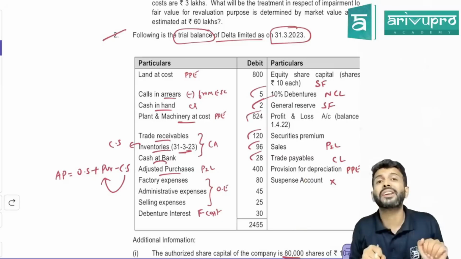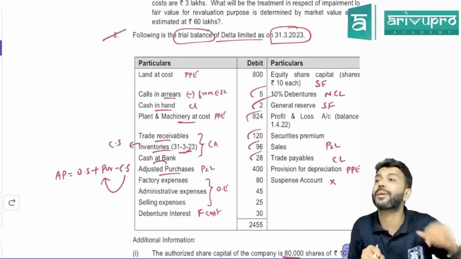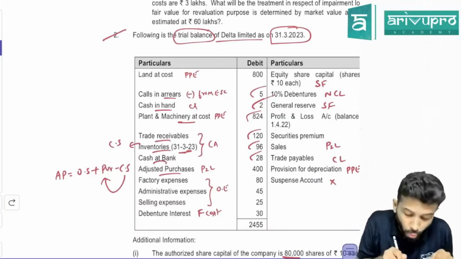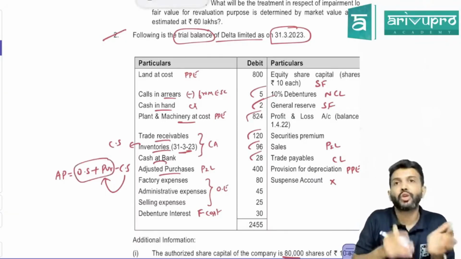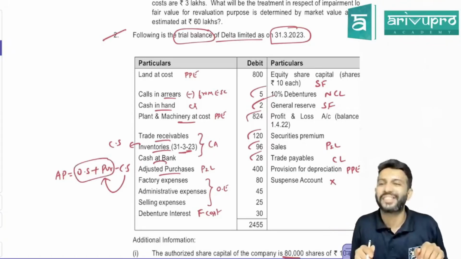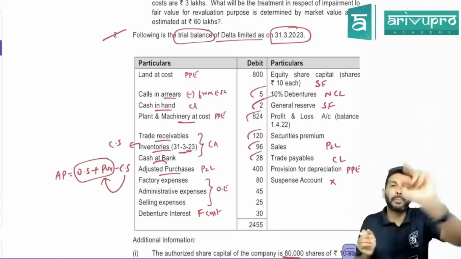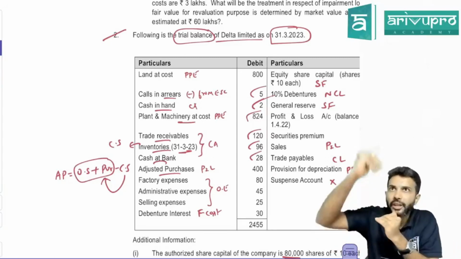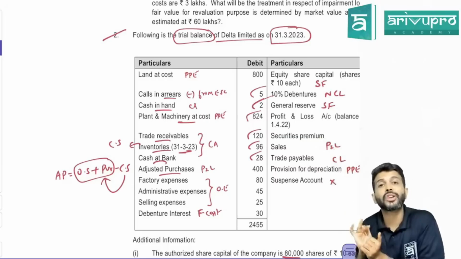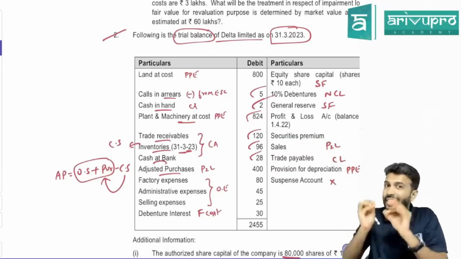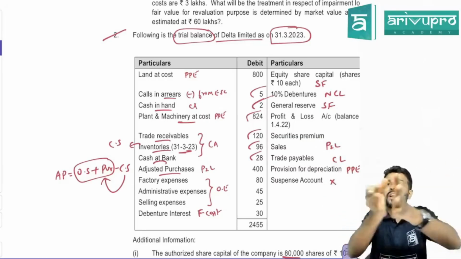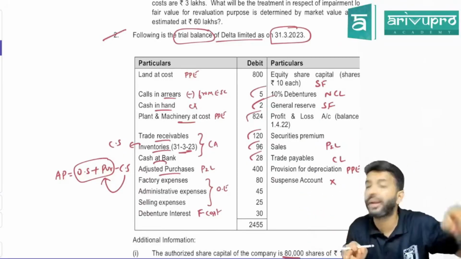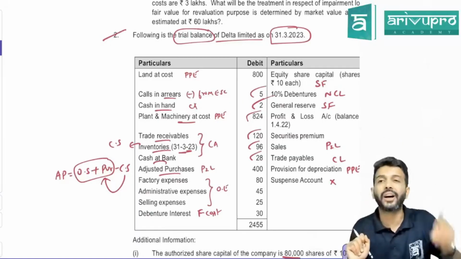Whenever they give adjusted purchase, opening stock will not come inside the trial balance. Why? Because how do you get adjusted purchase? Opening stock plus purchases. So opening stock is already added to the purchase. Hence, opening stock will not come inside the trial balance, but closing stock will come. Otherwise, usually opening stock will come inside the trial balance and closing stock will come outside. But when they give you adjusted purchase, opening stock has been added to purchase, hence opening stock will not come. Closing stock has been eliminated from purchase, hence closing stock will come inside the trial balance.